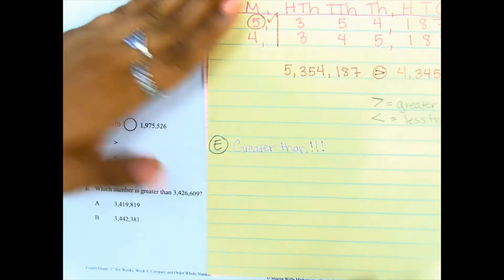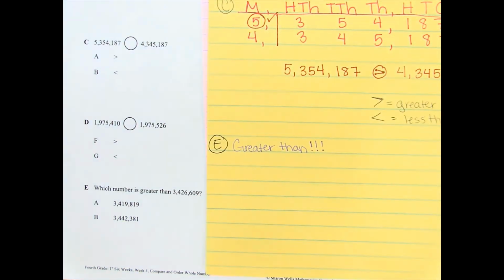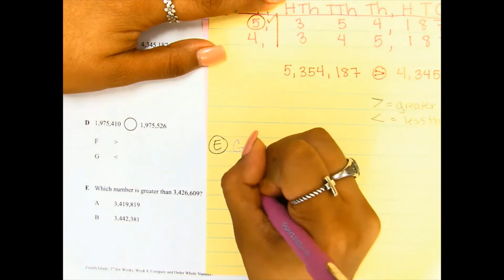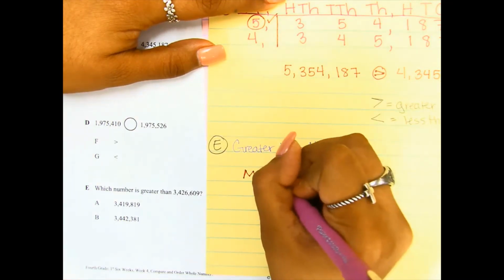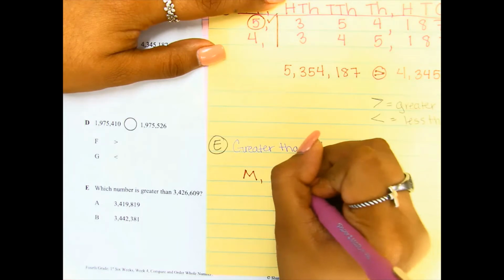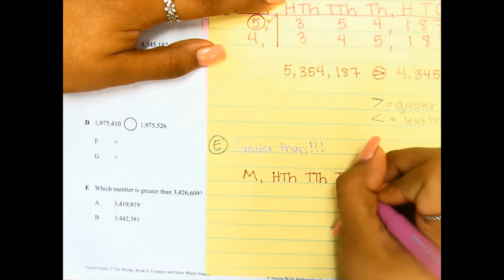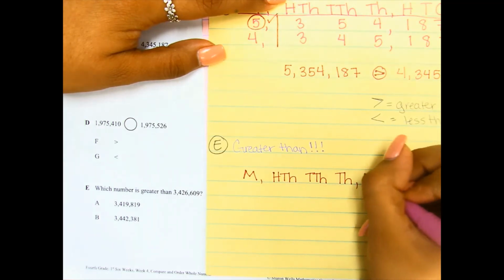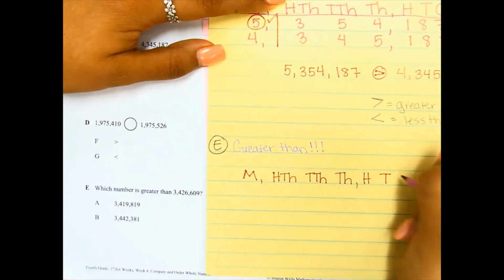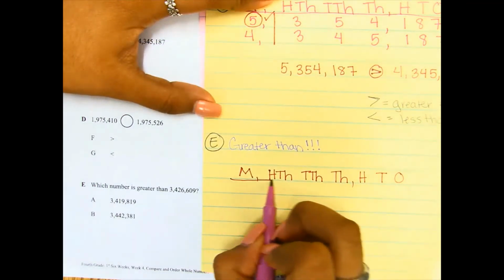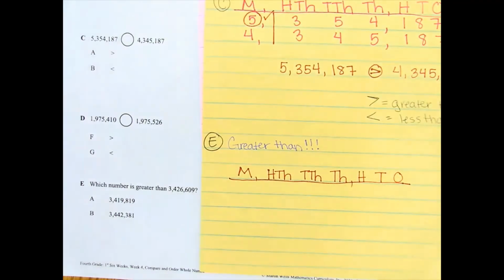So let me start off again by drawing my place value chart. And I know that it's in my millions place, so I'm going to start off with my millions, my hundred thousands, my 10,000s, my 1,000s, my hundreds, tens, and ones. That is my place value. That is to help me, guide me into figuring out which number is greater.